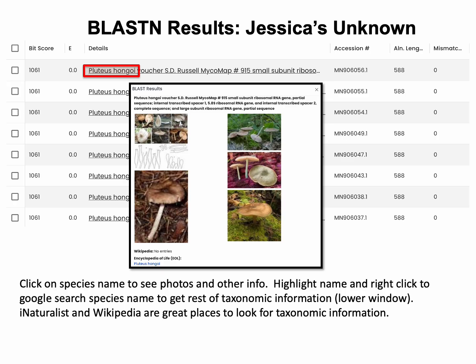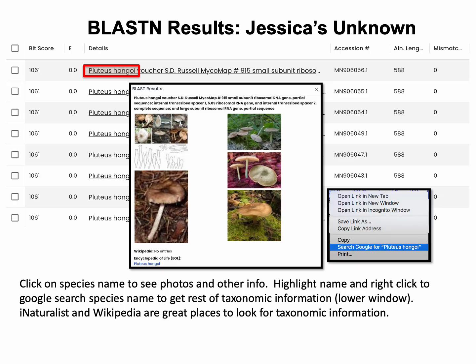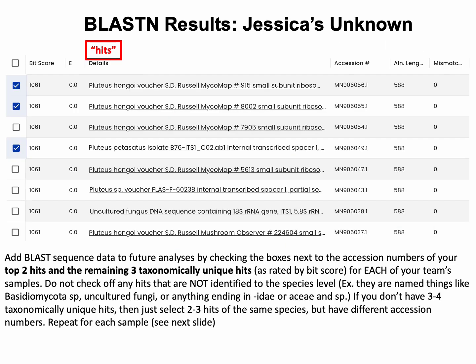From here, if you want to do a little bit more research on the individual hits, you can highlight the species name and then just right click on it and search Google for the genus and species name. And oftentimes you can get good taxonomic information from iNaturalist or Wikipedia to help flesh out the information that you need to fill in your lab notebook. I've found that asking ChatGPT can also sometimes be useful to get this taxonomic information. So what do you do with all of these hits?